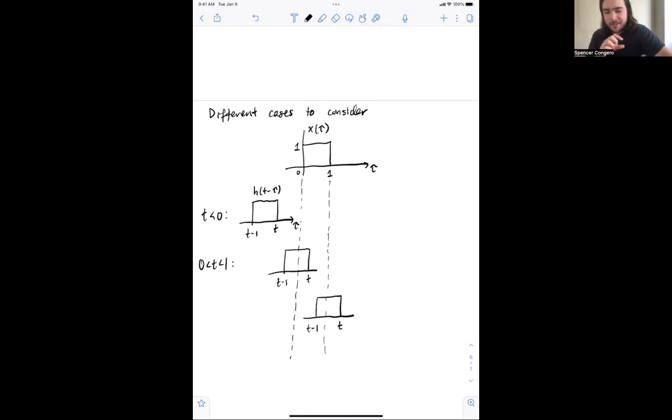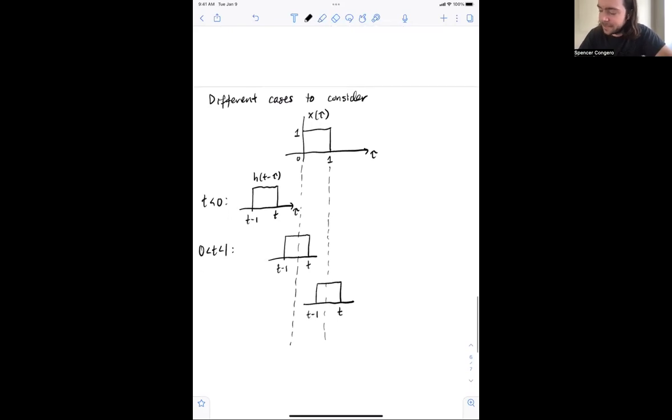Okay, I'm just moving this function slowly across. You can see here the values of tau where both functions are non-zero. We can see now it's from t minus 1 up to 1. So the bounds of that integral are different. Over here it's between 0 and t. Now it's t minus 1 up to 1. And so that's going to be a different case we'll have to consider.